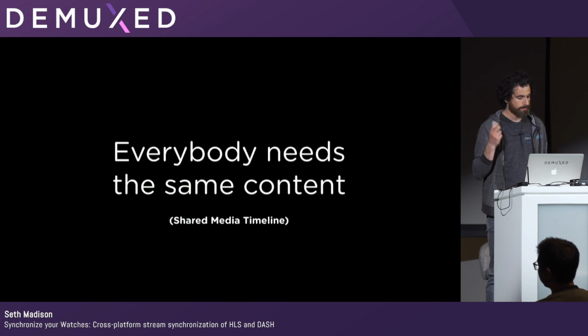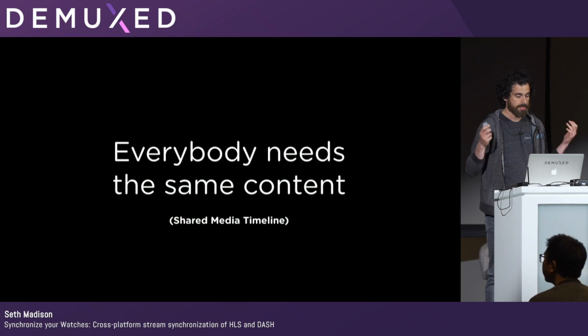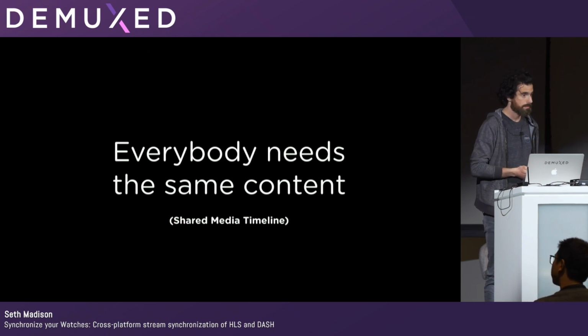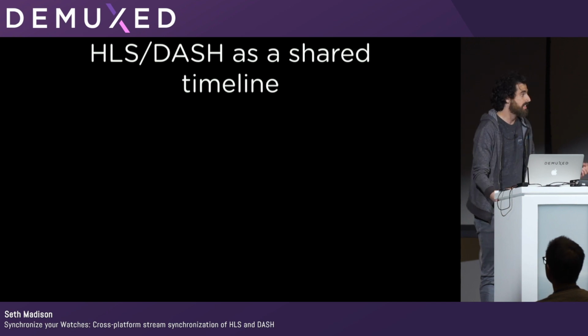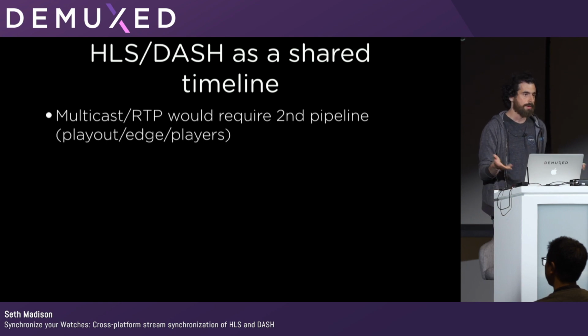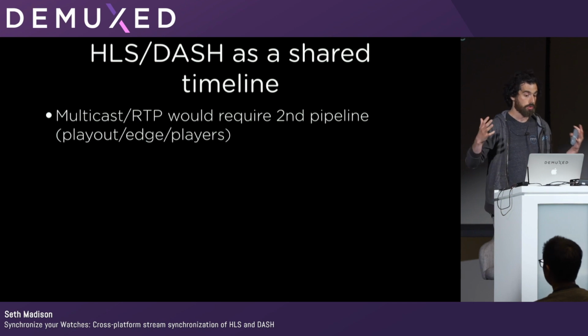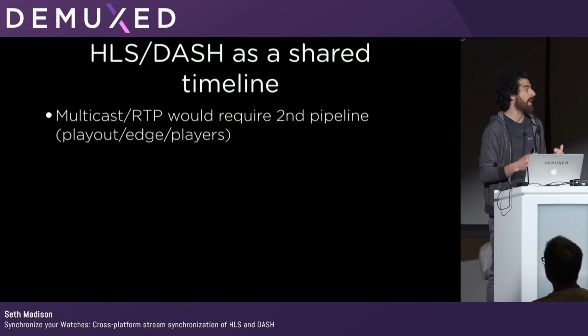So first off, everybody needs the same content. That really means that we have a shared video timeline of some sort. We chose to reuse our existing HLS and DASH streams as our shared timeline. Quick note, it was really tempting to go down the route of building out some new RTP-based solution for this, but it would have required a lot of rework, right?